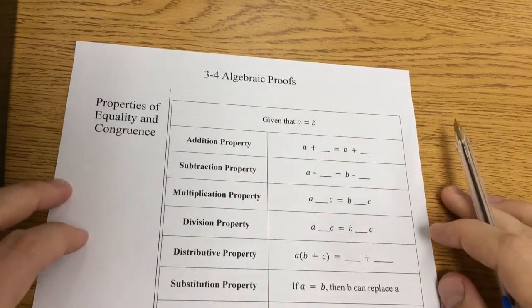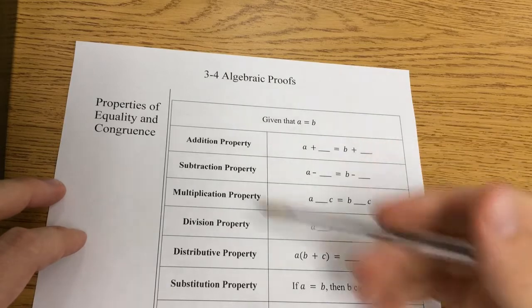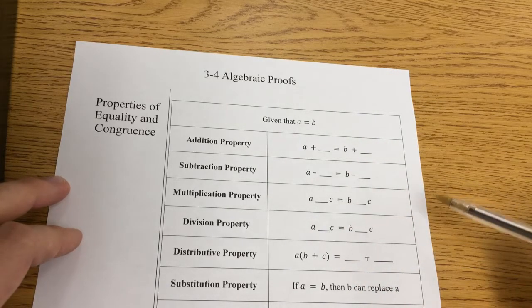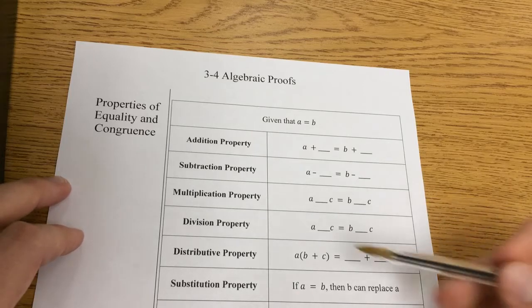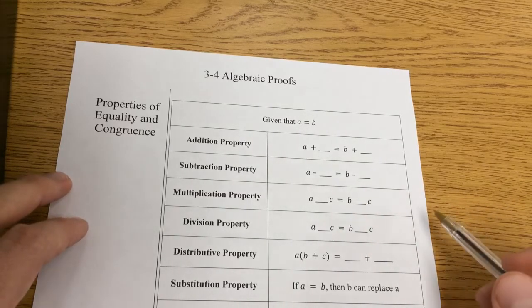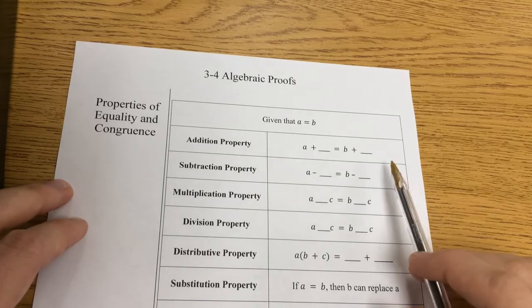A good idea would be to pause this video right now and copy down what I have written in this table. That way, whenever I work through it, you can work through it with me. You might need to be pausing the video a little more then. Okay? What we have today are some algebraic proofs.